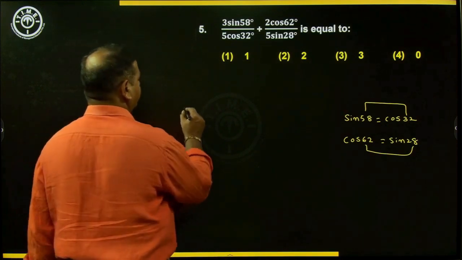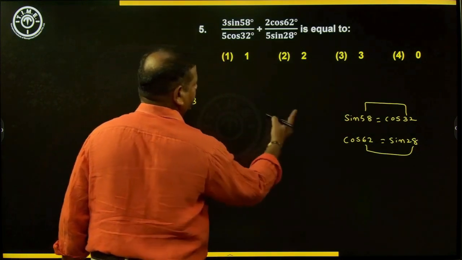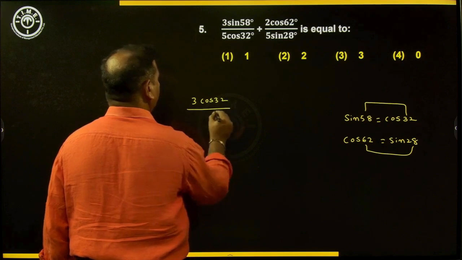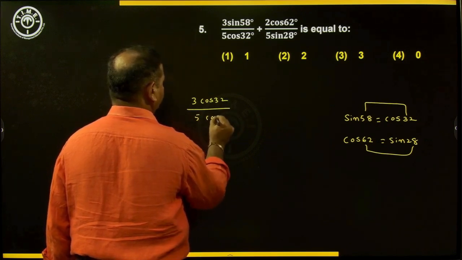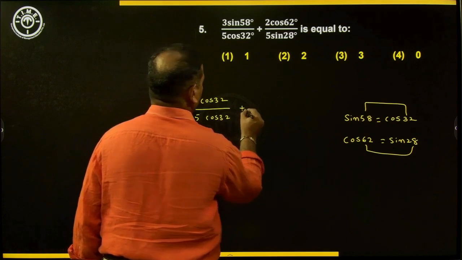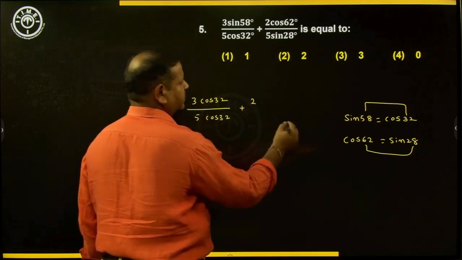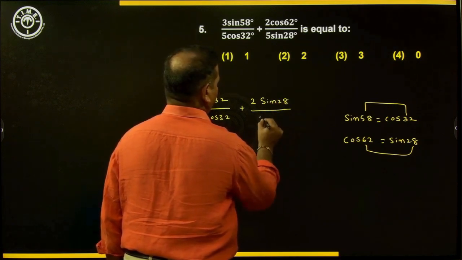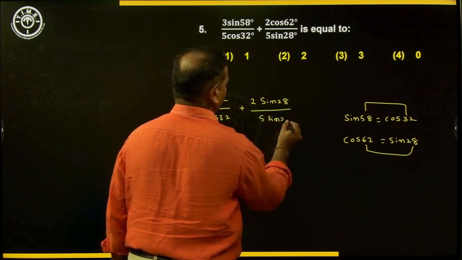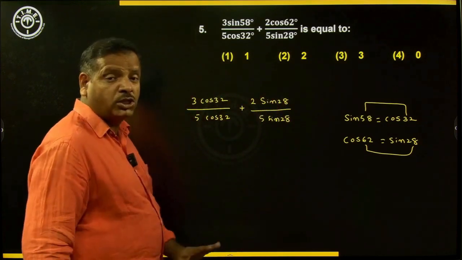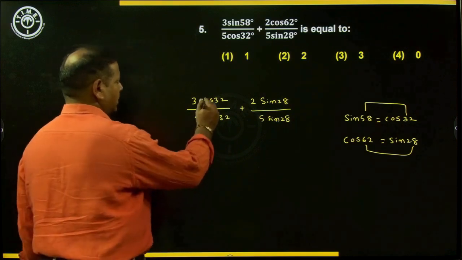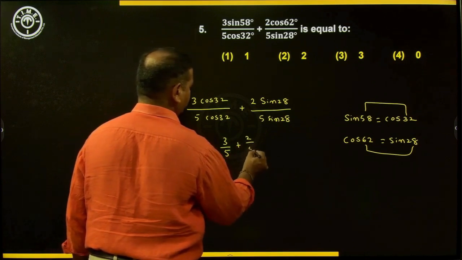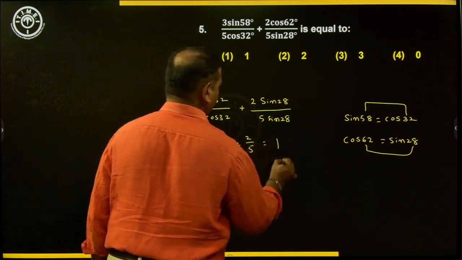Now come to this. In 3 sin 58, sin 58 can be written as cos 32, by 5 times cos 32, plus 2 times cos 62, which can be written as sin 28, by 5 times sin 28. Change either the numerator or the denominator, don't change both. Cos 32 and cos 32 cancel. This is 3 by 5 plus 2 by 5, which is 5 by 5. The answer is 1. Simple.